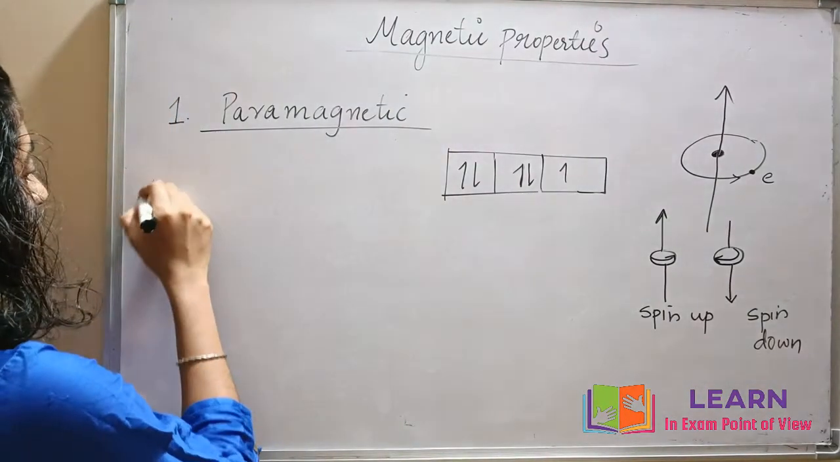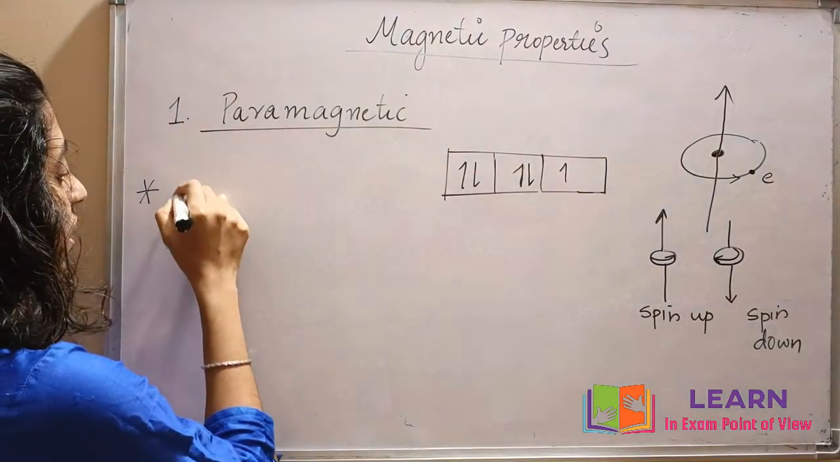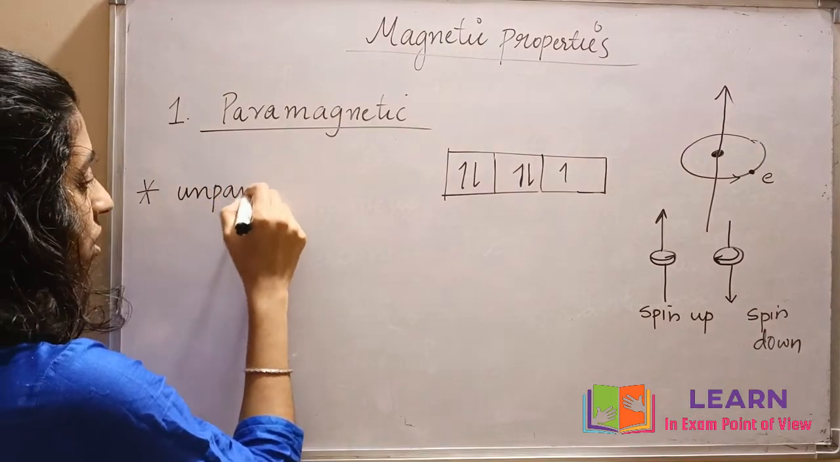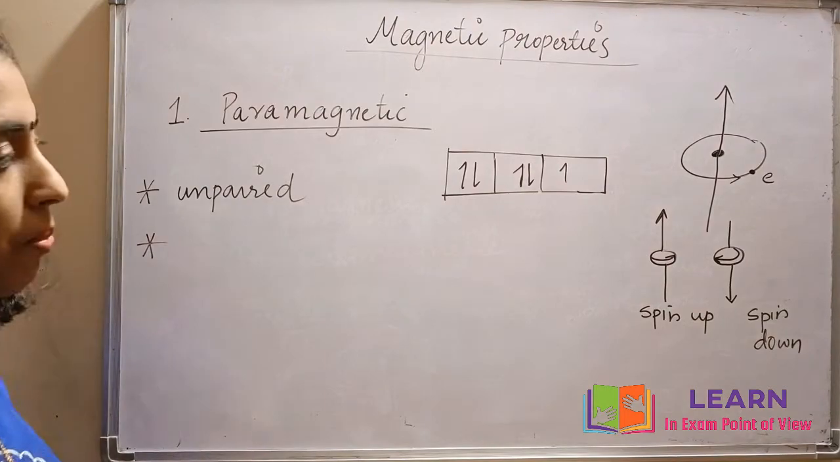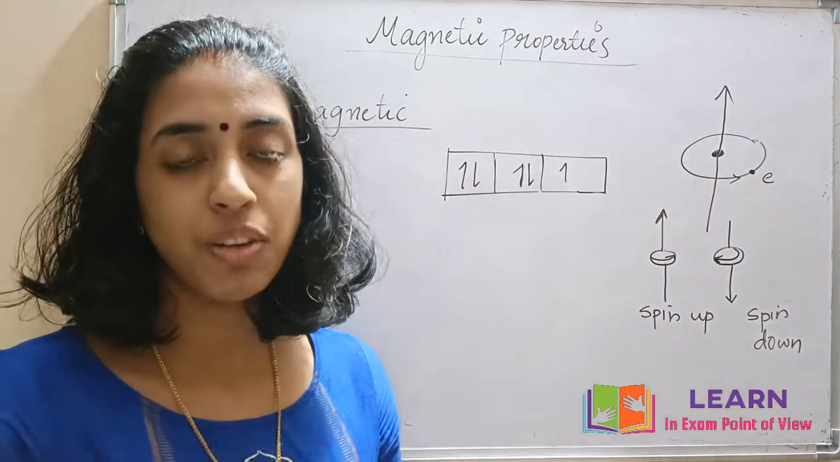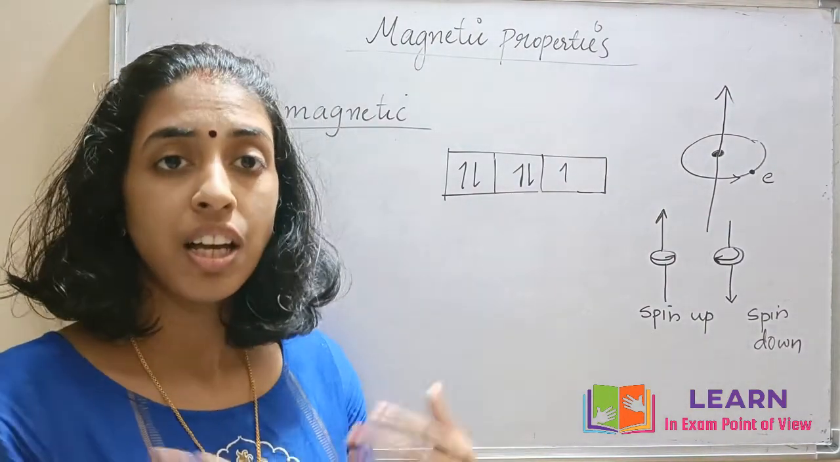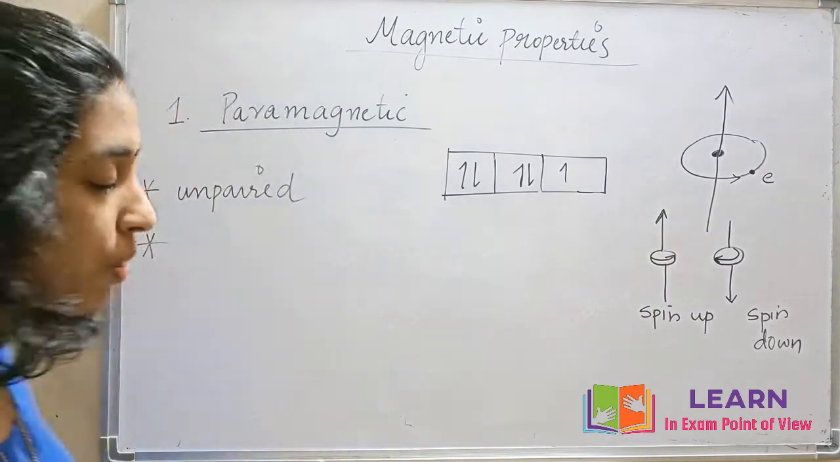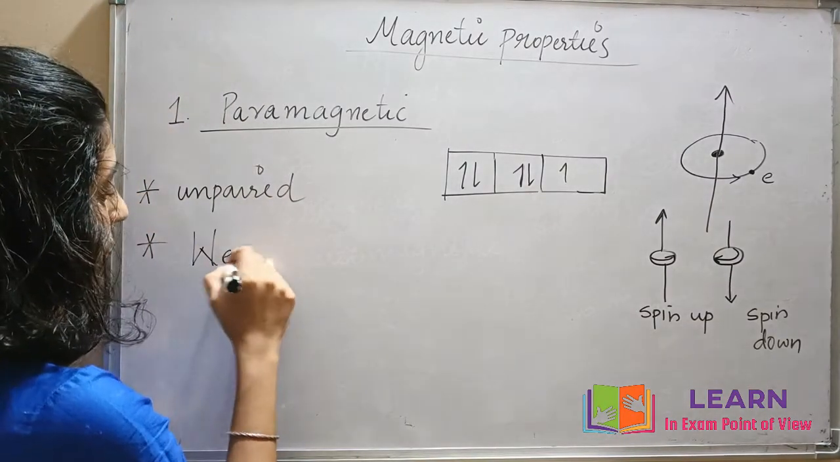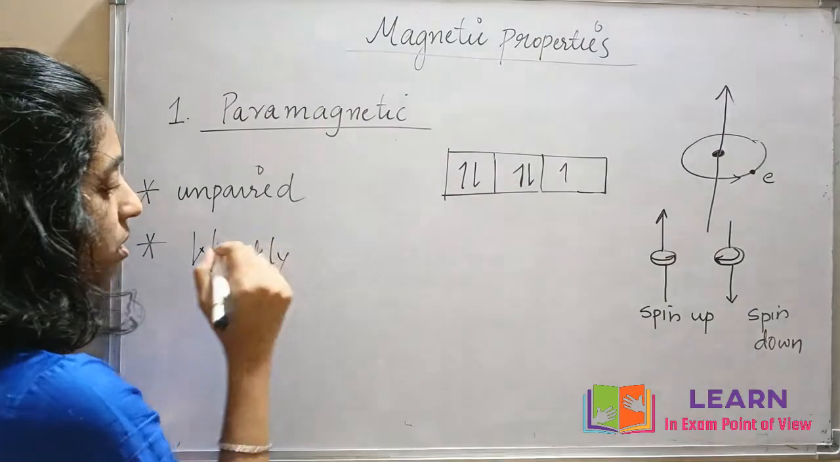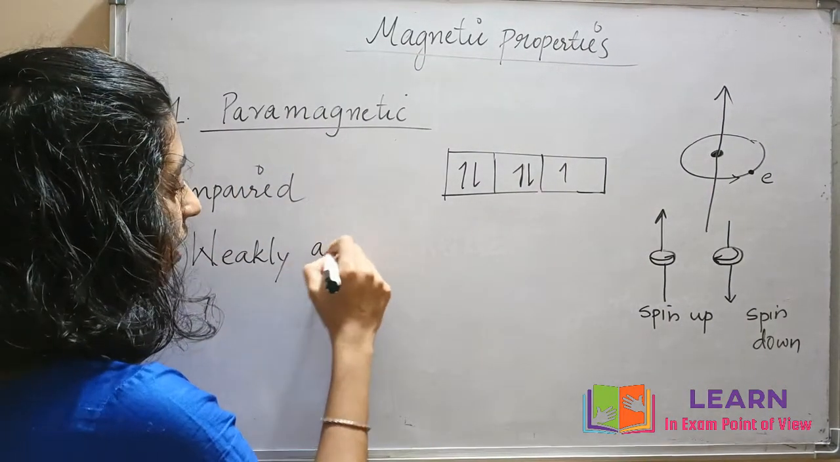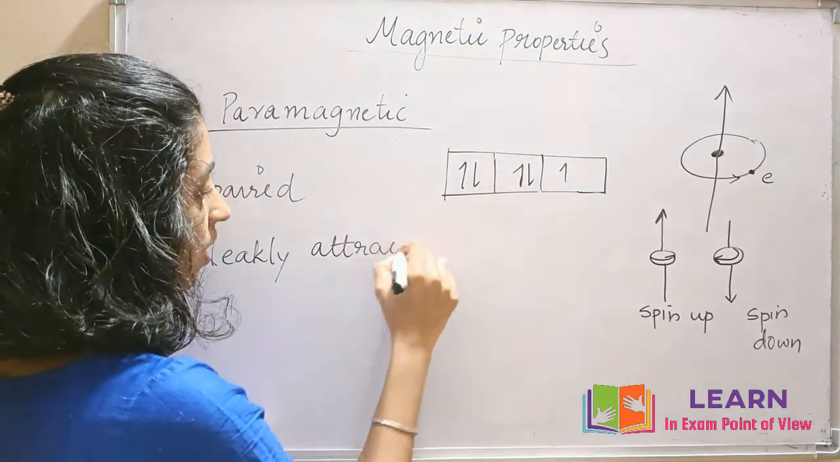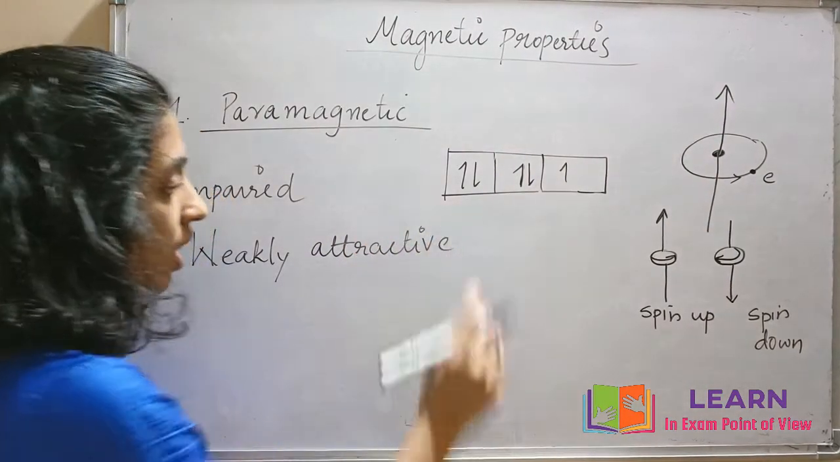The first property you can write: an unpaired electron is there. Next one, it will be weakly attractive. When we place it in an external magnetic field, it will be weakly attractive. These are the two points you have to remember about paramagnetic.